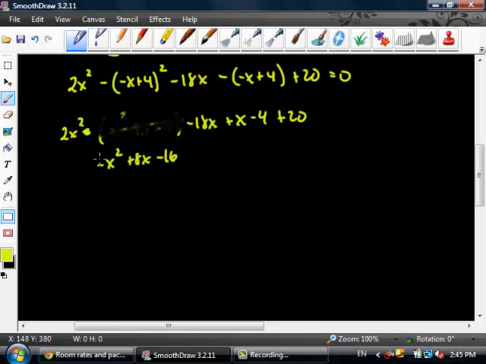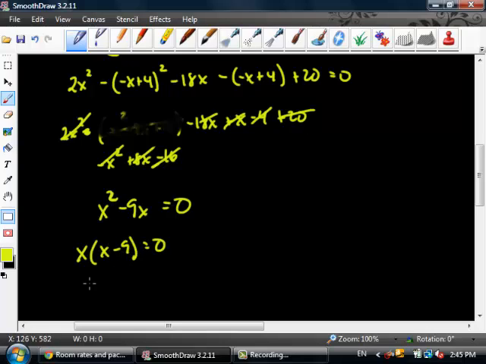So 2x squared minus x squared is x squared. Alan, how you doing? 8x minus 18x plus x, so that looks like negative 9x. Negative 16 minus 4, oh wow, looks like those are all going to go away. Right, negative 16 minus 4 is negative 20. Negative 20 plus 20 is 0. Okay, easy problem. What are my solutions, Jake? Factor out an x. I get x minus 9. So x equals what?